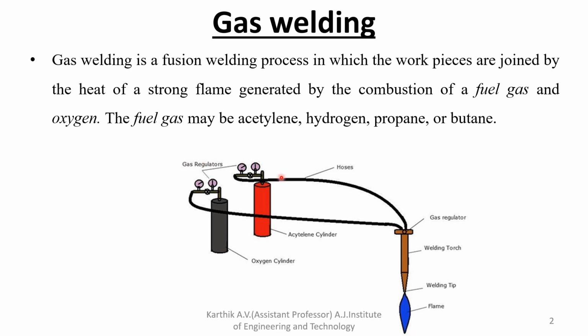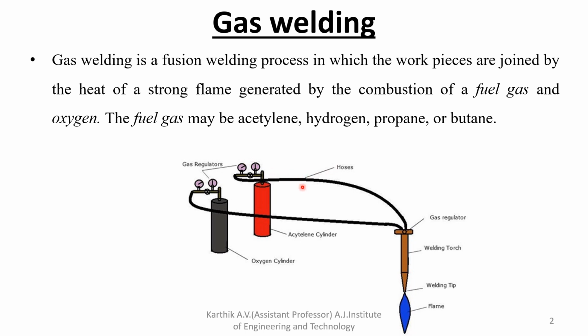These two gases are mixed in the welding torch. The pressure regulator is there, and it regulates the flow of the two gases in proportion. That two gases are mixed in the torch with the help of the gas regulator. The gas regulator's function is to regulate the flow of the two gases.